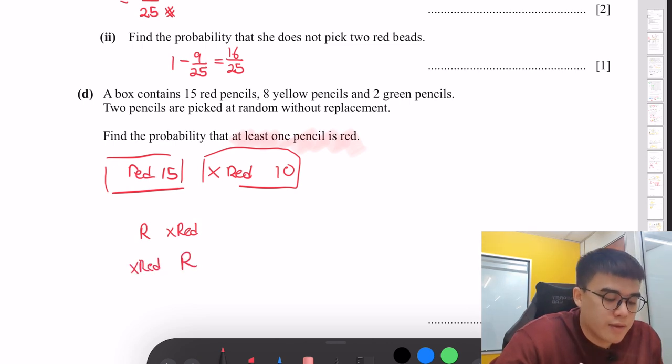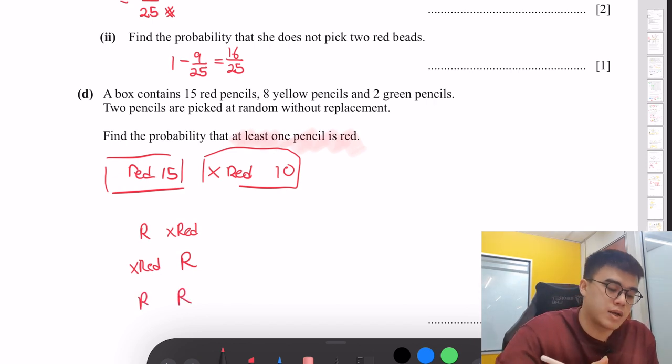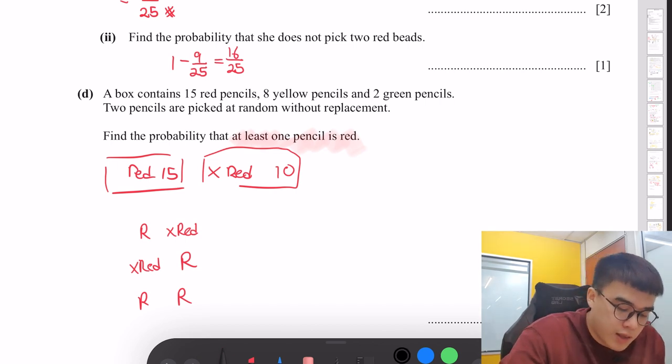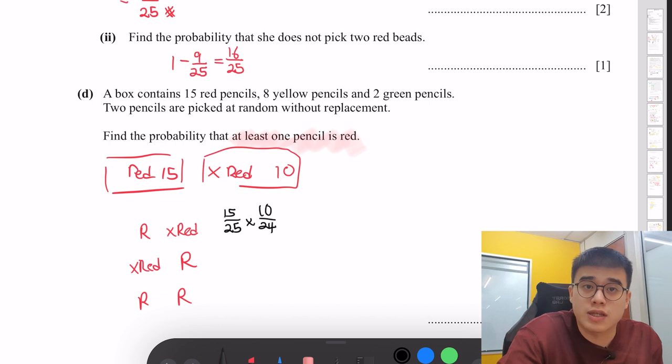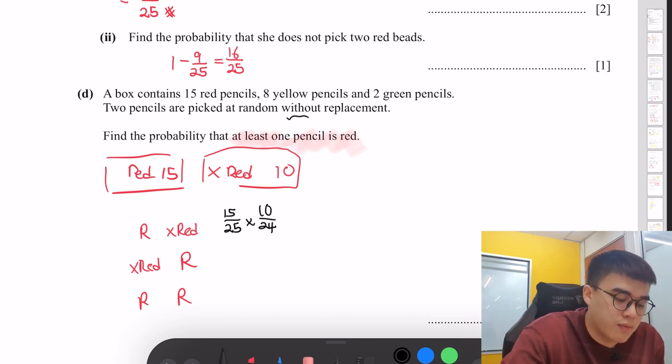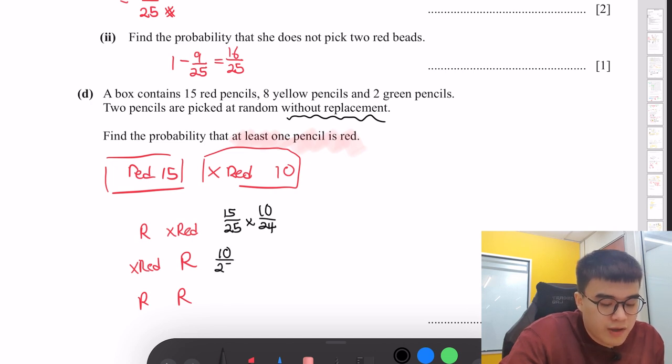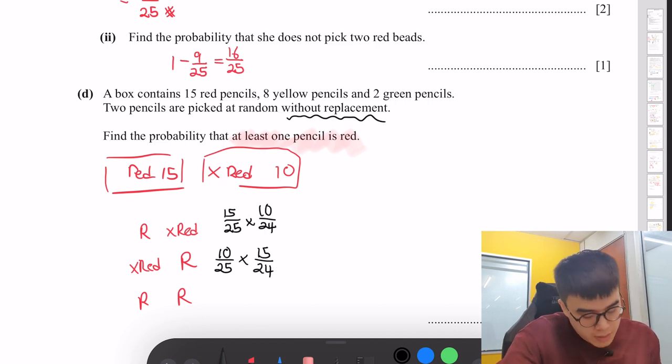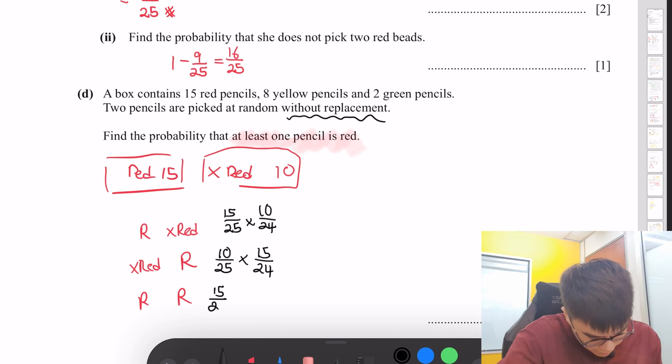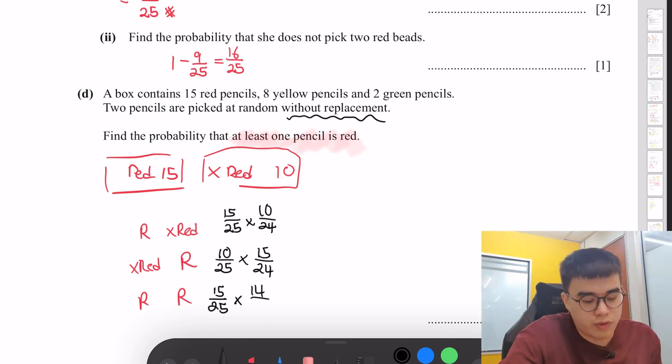Not red with red, followed by red with red. So the probability will be 15 over 25 times 10 over 24. You notice the denominator decreases because they mentioned without replacement. So for the other one it is 10 over 25 multiplied with 15 over 24. And the last part will be 15 over 25 times 14 over 24.